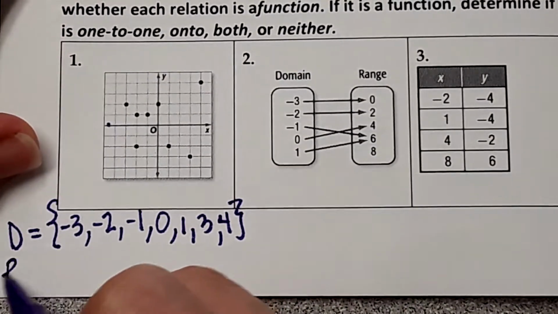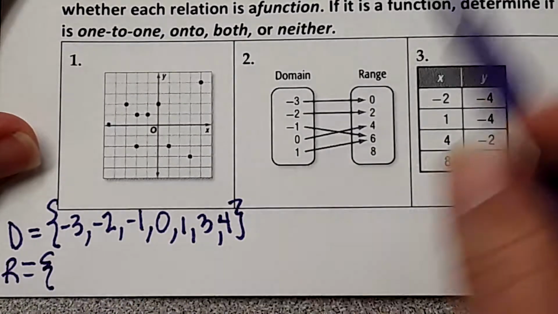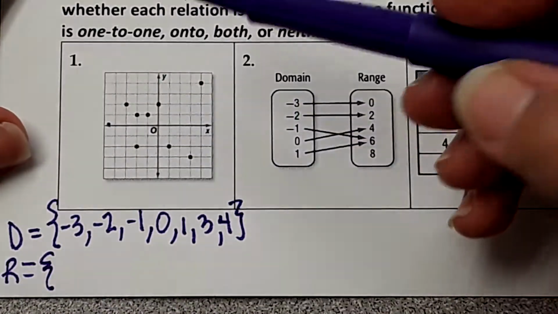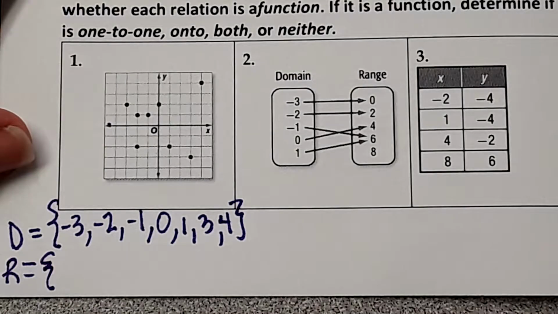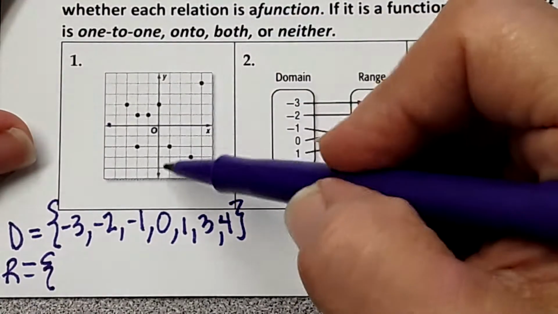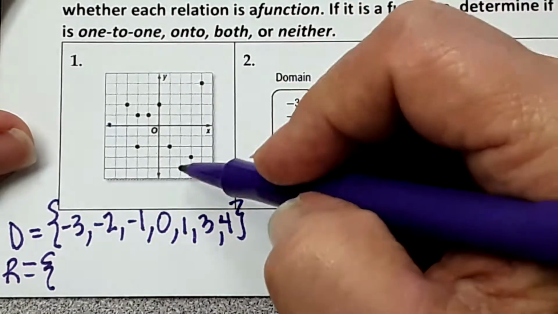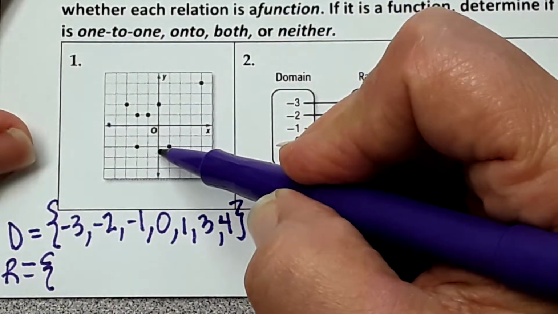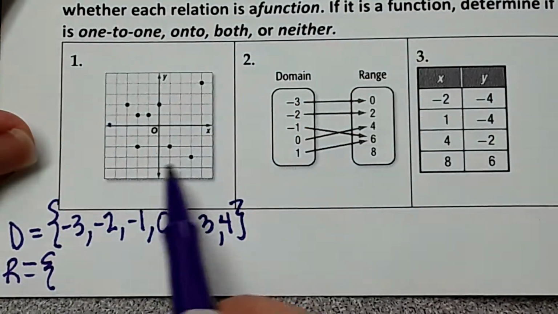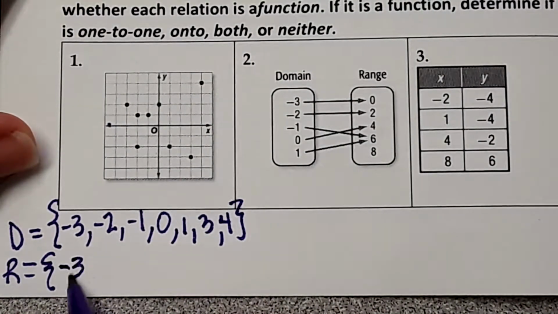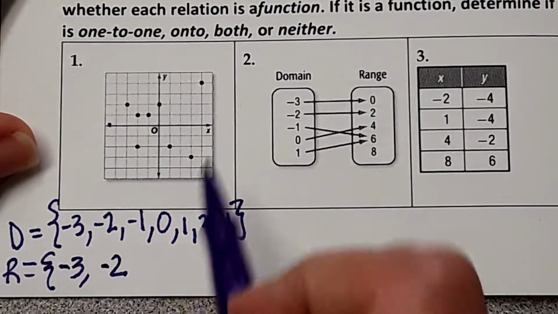Then I have a range, and now my range is my Y values. Okay, so we're going to do the same thing. So this is our Y. We're going to start down here because we always start with our least amount. So it's 1, 2, 3, 4. So we have a -3. It looks like we have a -2.